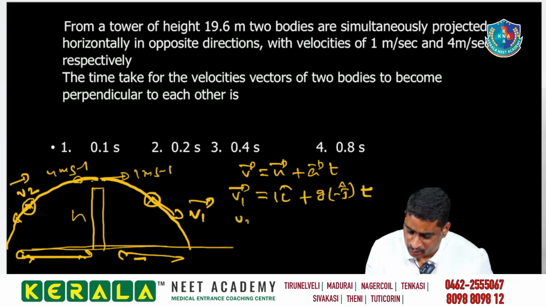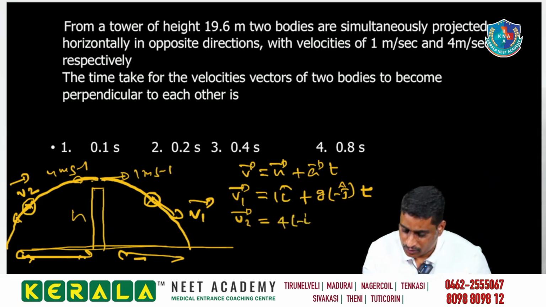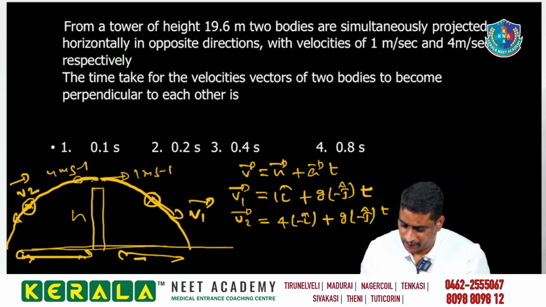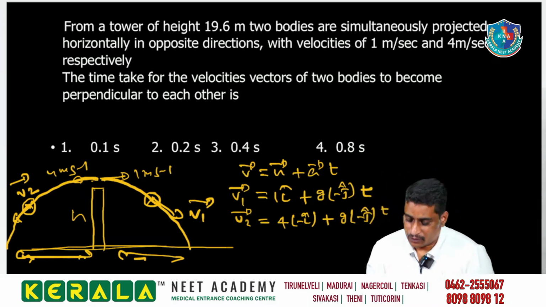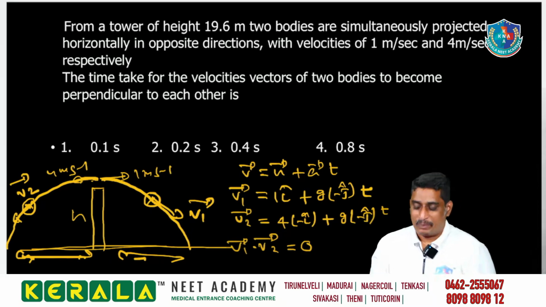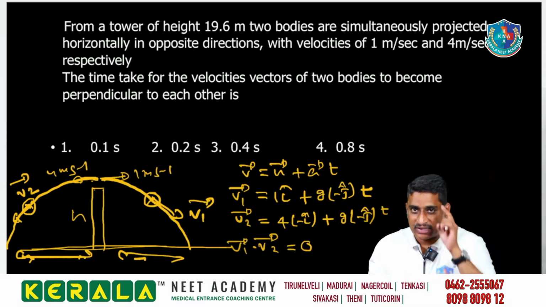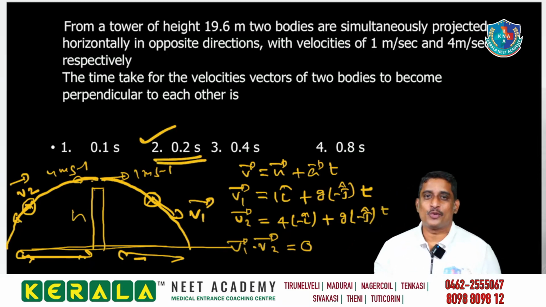Come to the velocity of the second particle after time t. It is projected along the negative x-axis. So 4 minus i cap, negative x-axis, plus g minus j cap as it is, acceleration is downwards, into t. These two velocities have to become perpendicular to each other. So you can perform the dot product between them: v1 bar dot v2 bar is equal to 0. By performing the dot product and solving that equation, you will get the time taken for those velocities to become perpendicular to each other, which comes out to be 0.2 seconds.